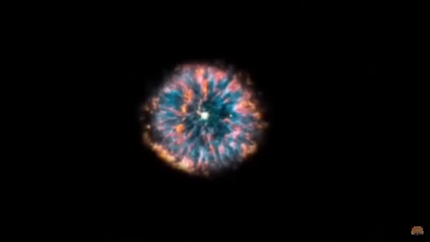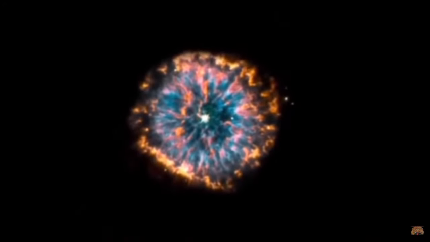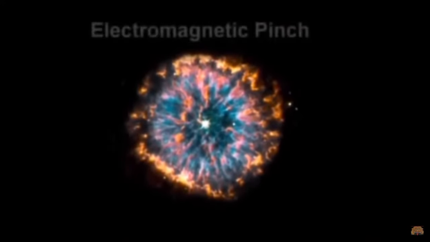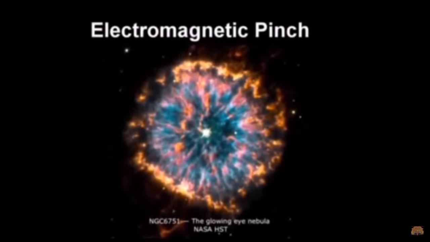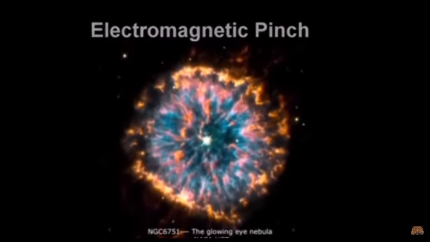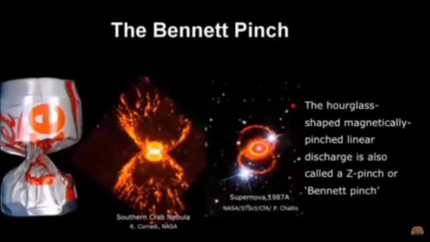And here we see an example in space of the very same effect. We're looking down the barrel there of a planetary nebula. This is an example of the electromagnetic pinch. It's also called the Bennett pinch. And you'll see here three examples. One, the laboratory example. The Southern Crab Nebula in the centre, and supernova 1987A, which is one of my favourite objects, since it shows all of the phenomena we would expect from a plasma pinch effect in space, and suggests that supernovae have nothing to do with an internally generated explosion in a star.